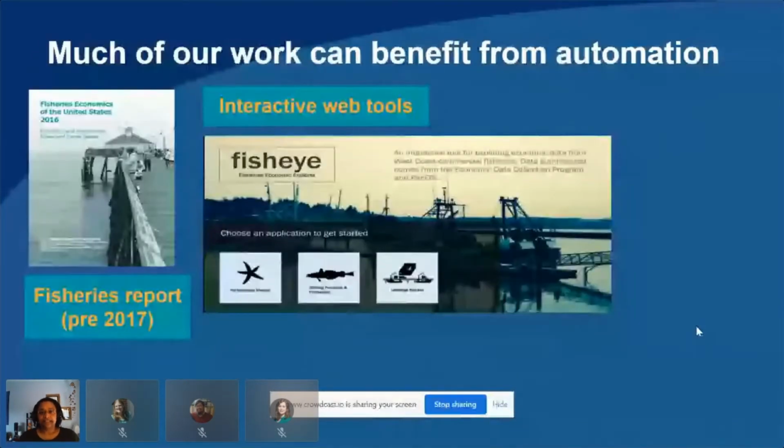And as we continued talking, my co-conspirators and I realized that there are some places where this is kind of a no-brainer go-to. We already have some web tools that are available online, so you can go to the web, and Fisheye is one example in NOAA Fisheries.